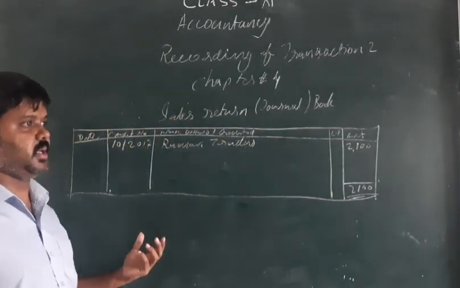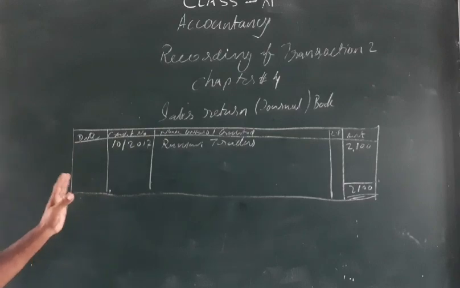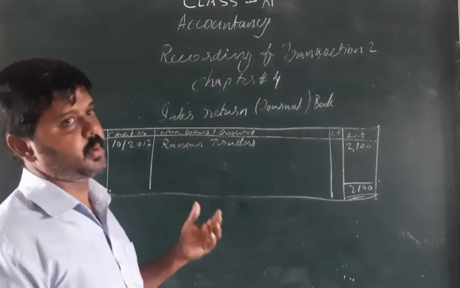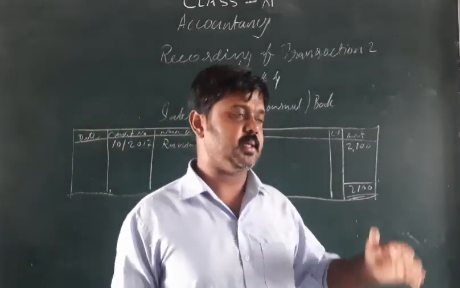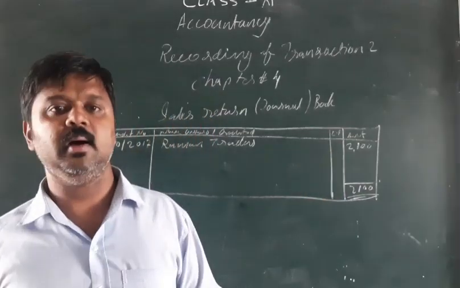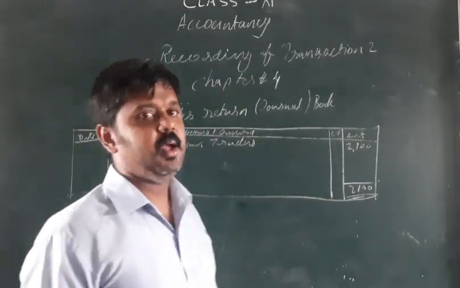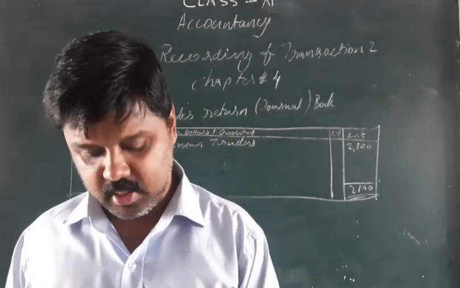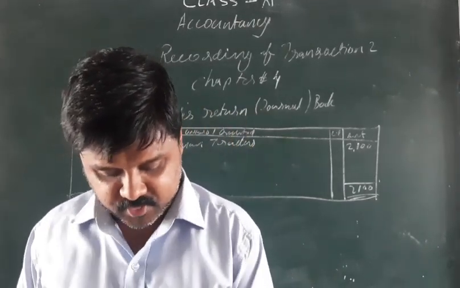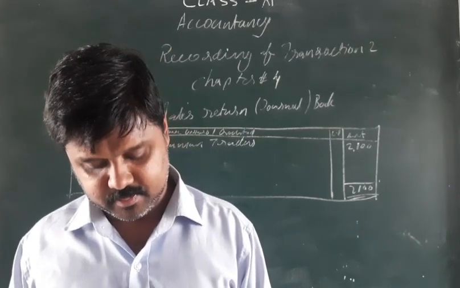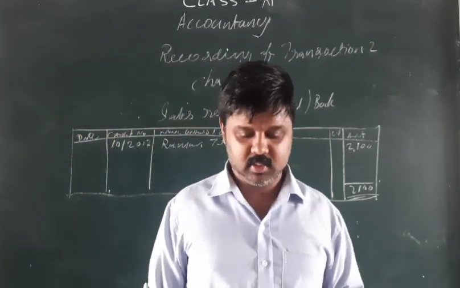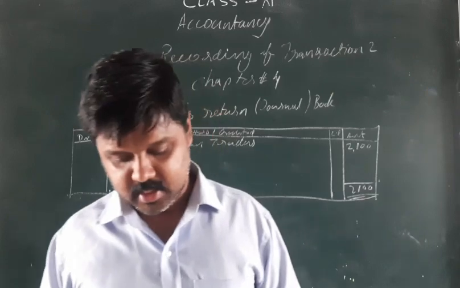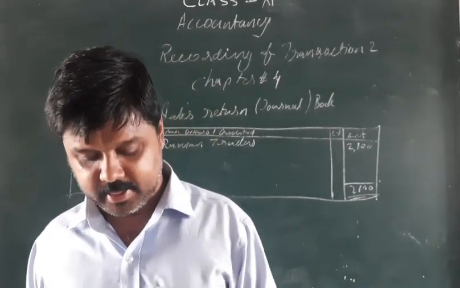When we separate all of this, the remaining journal is known as the journal proper. Especially, this kind of separation takes place in big firms, not in small firms. Clear now? In big organizations, they have different books for recording transactions.